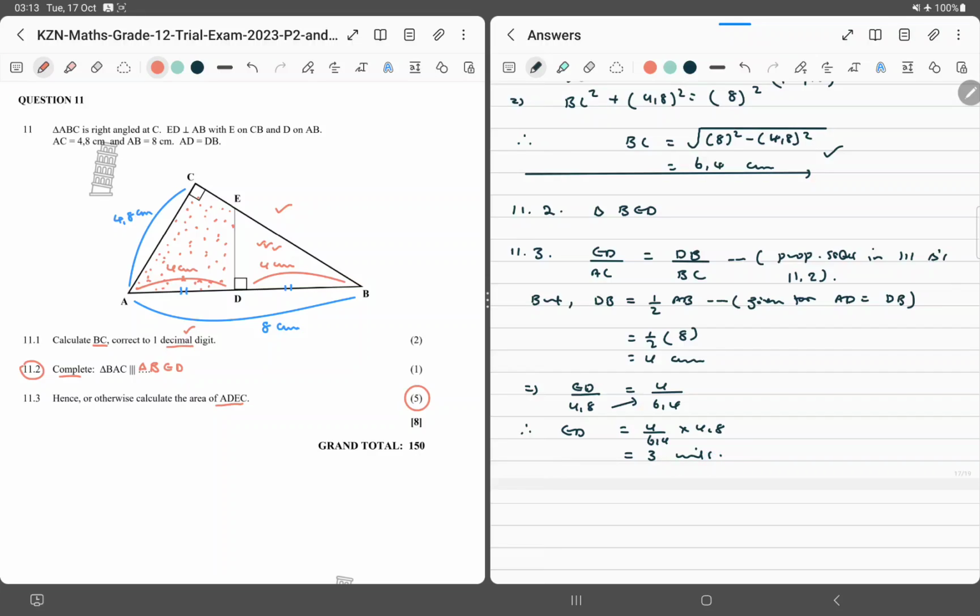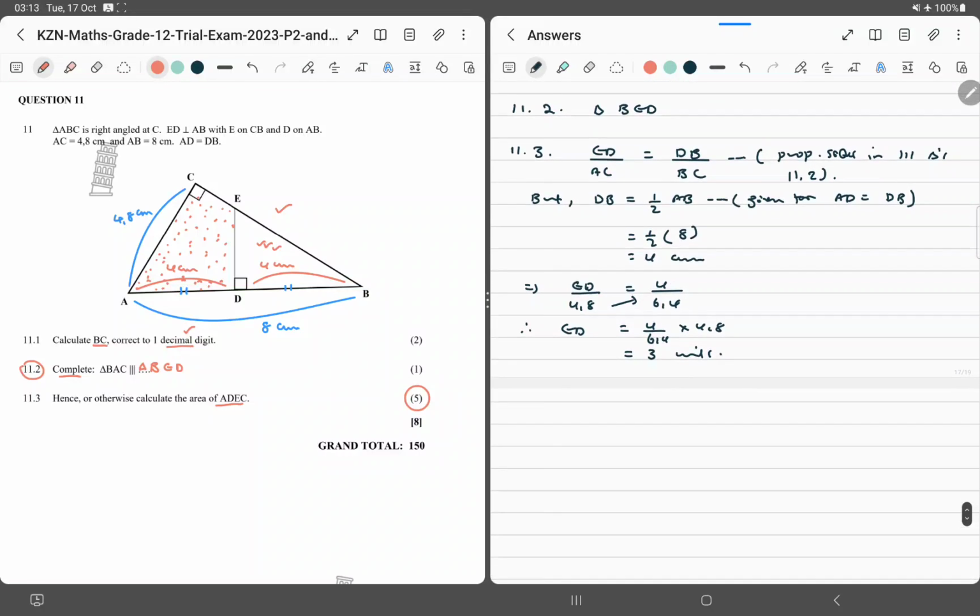Now what we're going to say here is that the area of ADEC is going to be equal to the area of ABC minus the area of triangle DEB. That is quite evident, is it not so? This one is going to be half the base, which is BC, times the perpendicular height, which is AC, minus half the base, which is DB, times the height, which is ED.